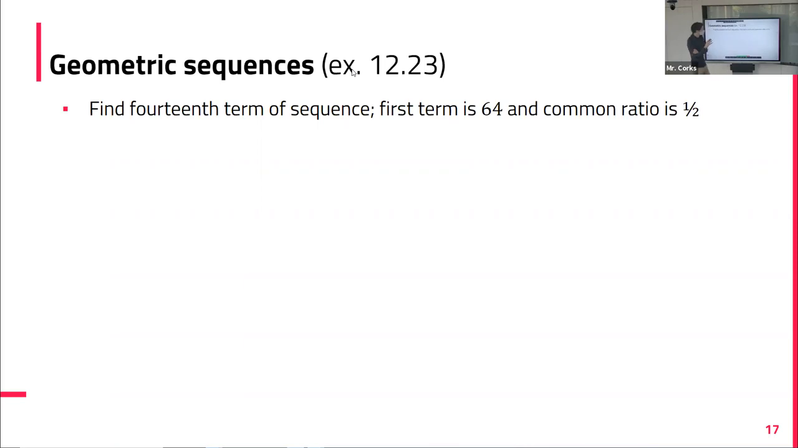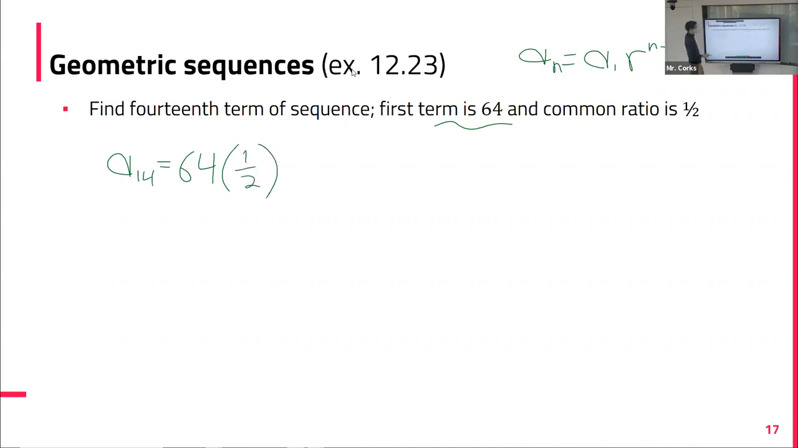Okay, let's take a look. Just to remind us all, our formula here, A n equals A1 r exponent n minus 1. So we have all the parts that we need here. A14 is A1, which they told us is 64, multiplied by our ratio r, which is 1/2, and our exponent, 13. For the 14th term, n minus 1, 14 minus 1, is 13.